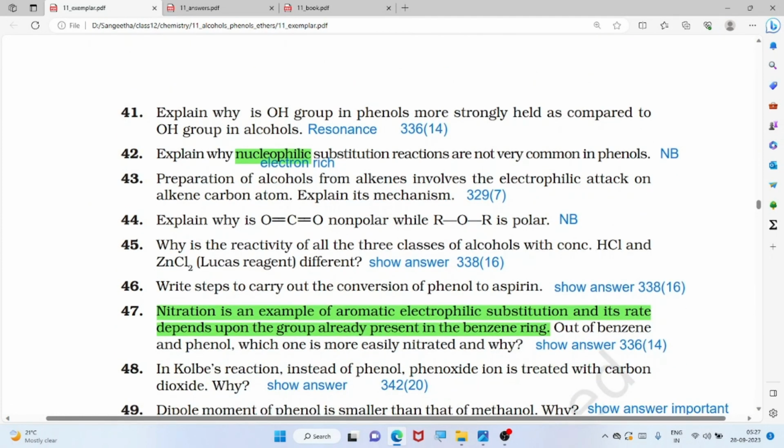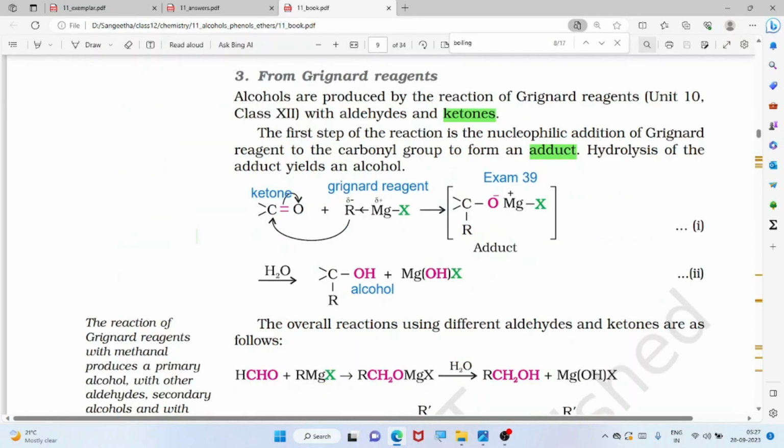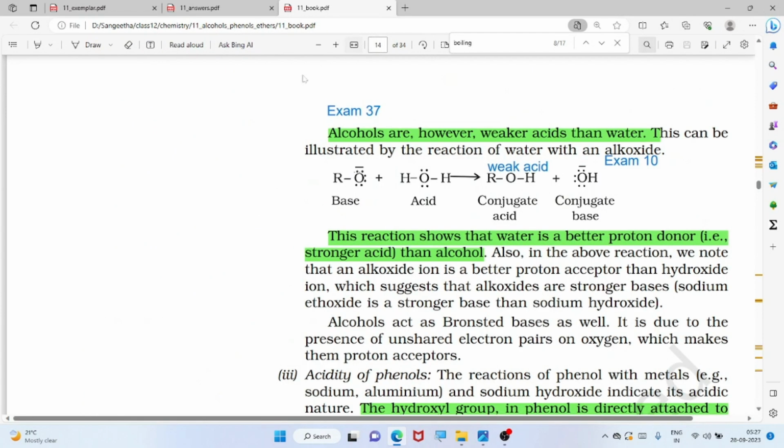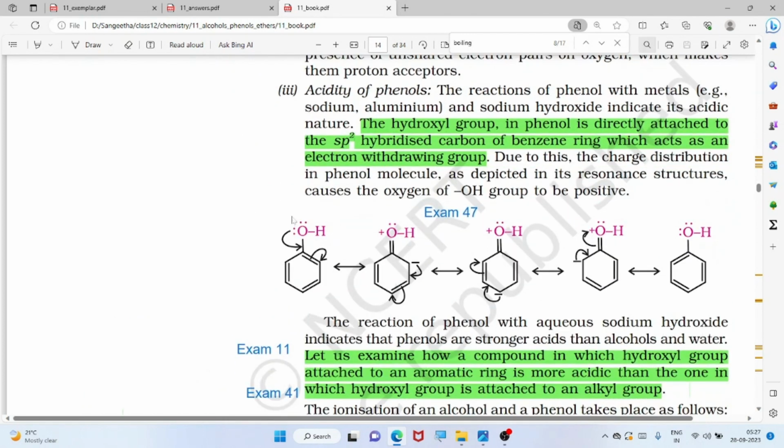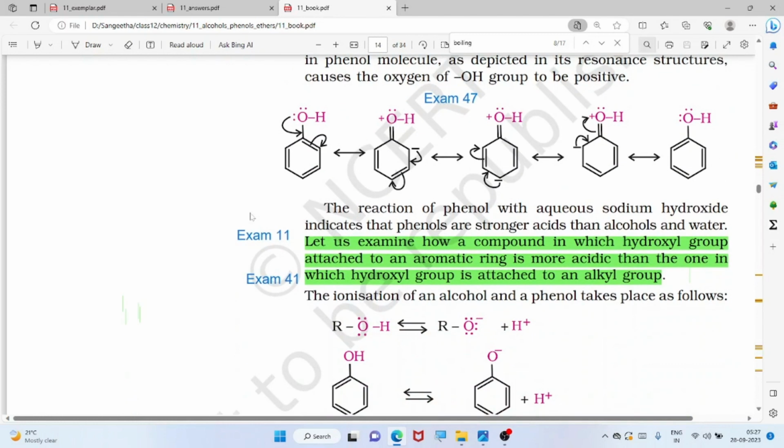Explain why the OH group in phenol is more acidic compared to the OH group in the alcohols. Because of the resonance. Okay. This is the resonance of the phenol. Okay, due to the resonance, this is more stable. Okay.